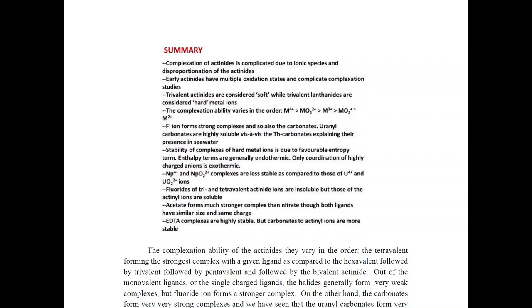Talking about the summary, complexation of actinides is complicated due to the ionic species and disproportionation of the actinides. The early actinides have multiple oxidation states, which complicate complexation studies. The trivalent actinides are considered soft, while trivalent lanthanides are considered hard metal ions. The complexation ability varies in the order M4+, MO2 2+, M3+, MO2+, as we have already seen. Fluoride ions form strong complexes, and so do the carbonates. Uranium carbonates are highly soluble, and thorium carbonates too, explaining their presence in seawater.